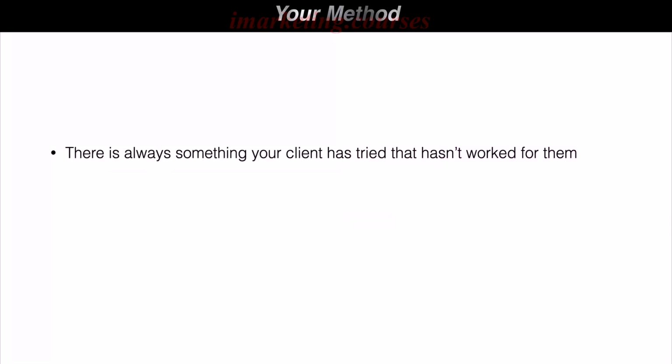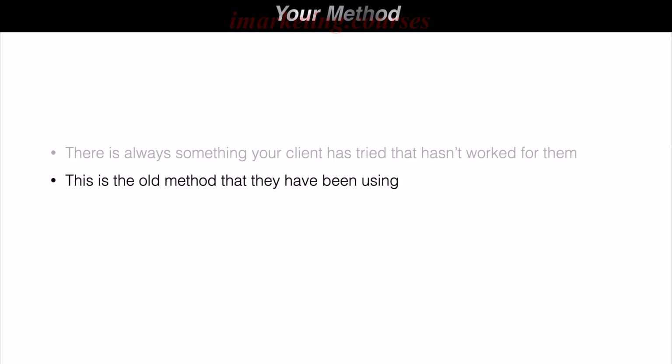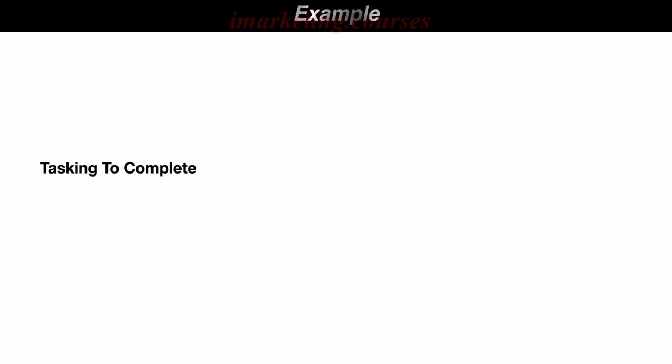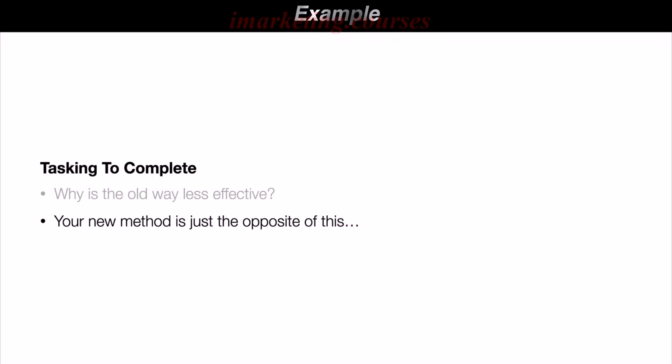Okay, so there is always something your client has tried that hasn't worked for them. That is why they booked a call with you. This is the old method that they've been using. Your method is the opposite of this. So here's an example. Tasking to complete: why is the old way less effective? All right, your new method is just the opposite of that.